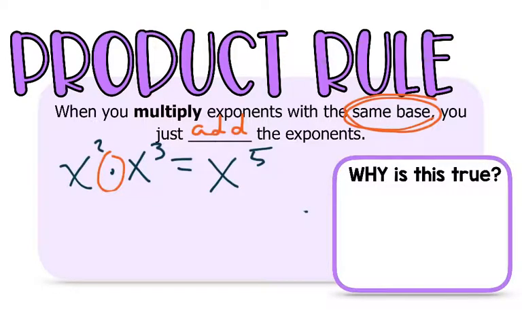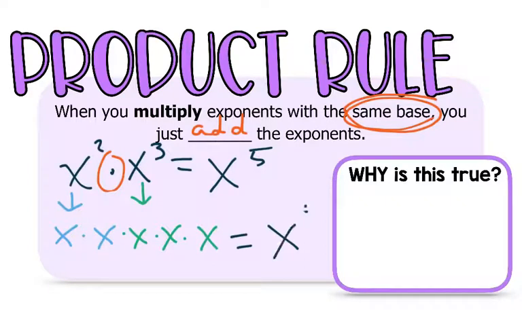So let's think about why this is true. Let's just keep going with the same example. X squared, if I want to expand that out, that's just x times x. And x cubed, if I want to expand this one out, that's just x times x times x. And how many x's is that? 1, 2, 3, 4, 5. So that answers the question as to why that rule is true and why that works.